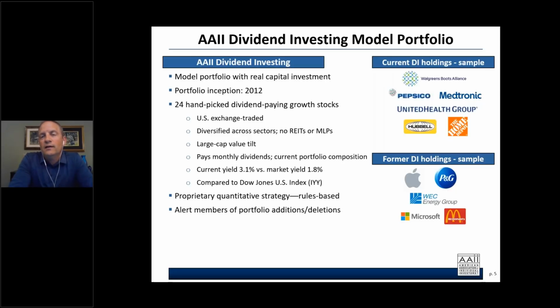So if you look to the top part of the slide, this is just a sample of some of the current holdings in the DI portfolio. Again, we hold 24 different companies. Some of them are Walgreens Boots Alliance, PepsiCo, Medtronic, United Healthcare. There's a company, it was one of our most recent additions. It's called Hubbell Incorporated. It's a company that may not show up on many dividend portfolios.